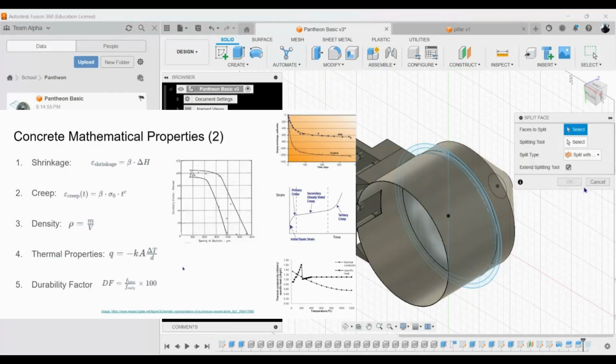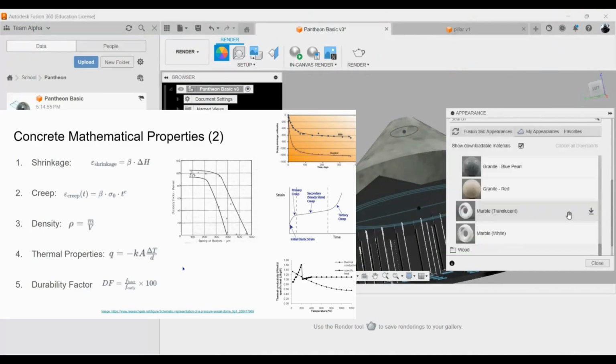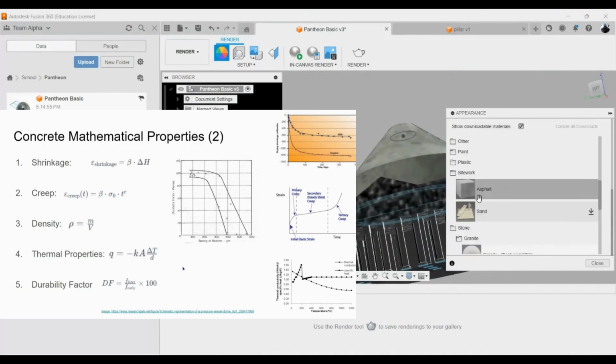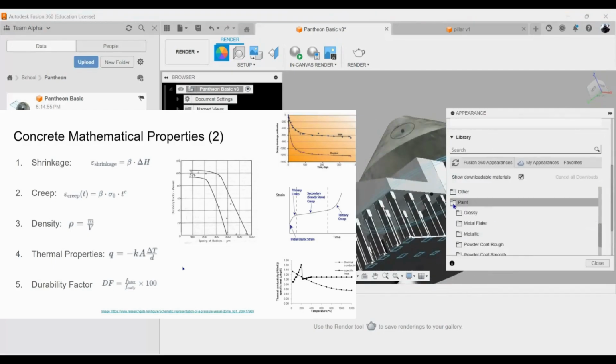For the other 5 formulas, we have shrinkage, creep, density, thermal properties, and durability factor. So epsilon shrinkage is a shrinkage strain. Beta is the coefficient of thermal expansion or the coefficient of autogenous shrinkage, which we are assuming for concrete. And delta H is a change in moisture content or humidity.